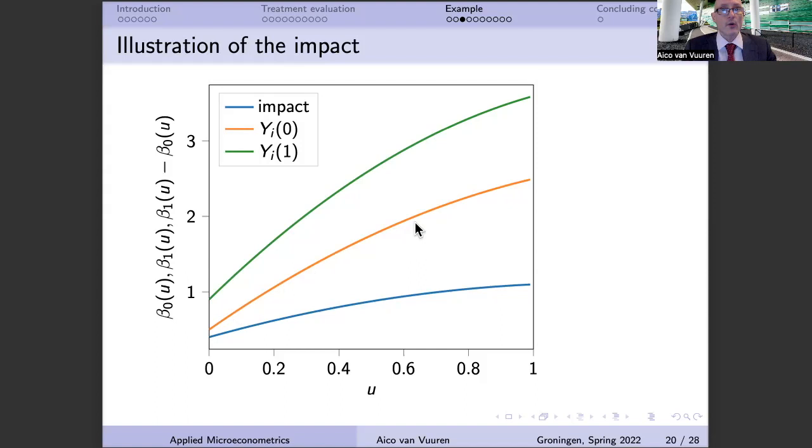Well, that's actually not only true for yi0, it's also true for yi1. And we even see that the difference between yi0 and yi1 becomes actually larger as u becomes larger, and that implies that we now also see that the impact actually increases at the moment that u becomes larger. So that implies that also individuals that have a relatively large u are going to have a higher impact.